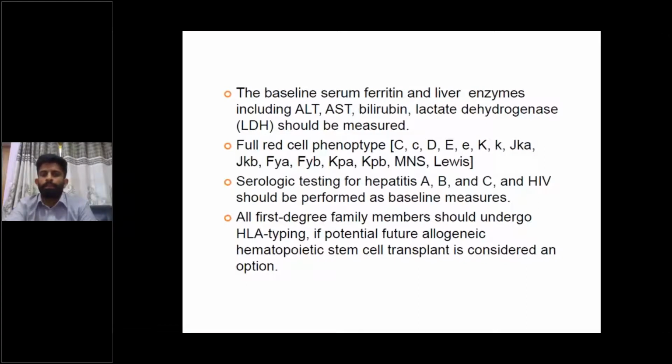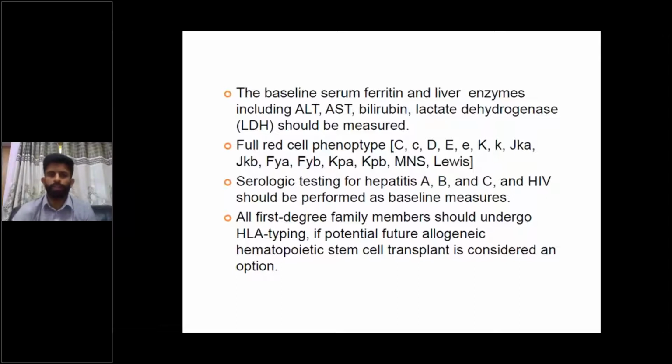The next one is baseline serum ferritin and liver enzymes, including ALT, AST, bilirubin, lactate dehydrogenase. They should be measured. Now, in the presence of liver complications because of iron overload or because of thalassemia, there's going to be hepatomegaly and an increase in indirect bilirubin because you're going to have hemolysis here. So unconjugated or indirect bilirubin will be increased, and there will be excretion of this in the urine and also in the fecal matter.